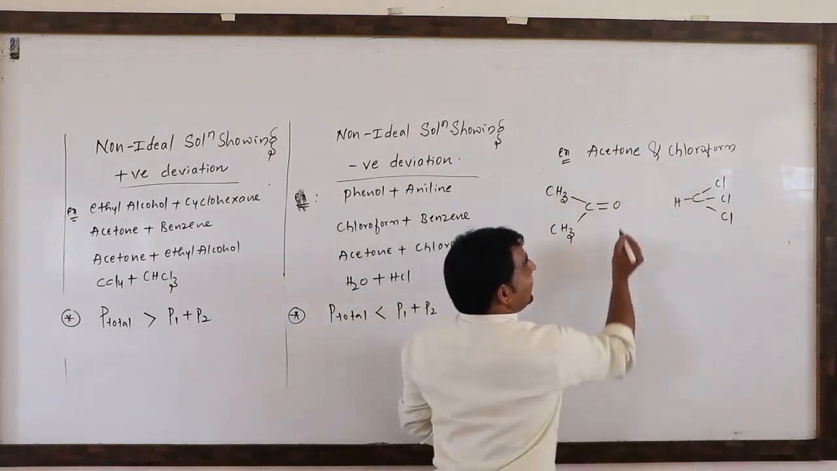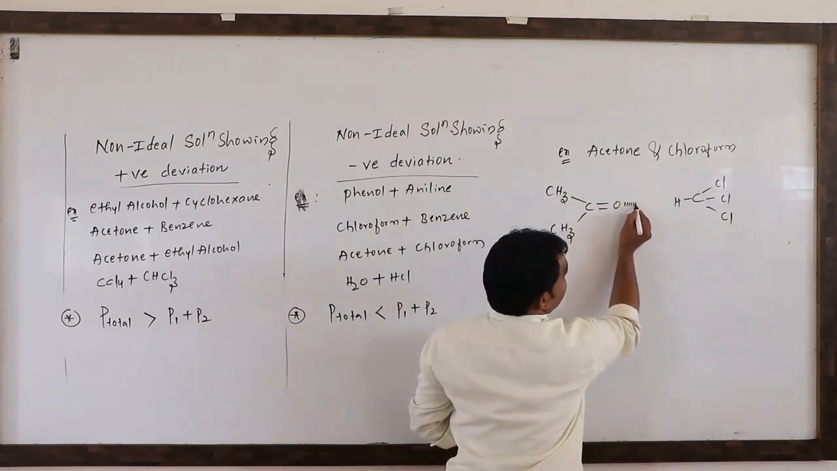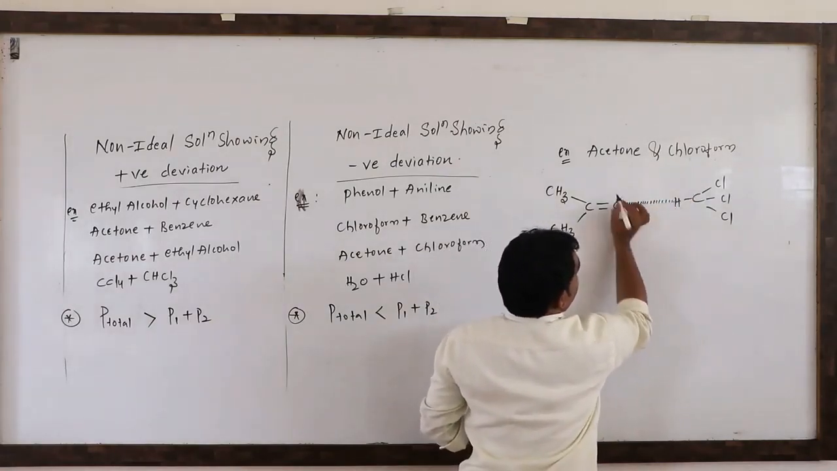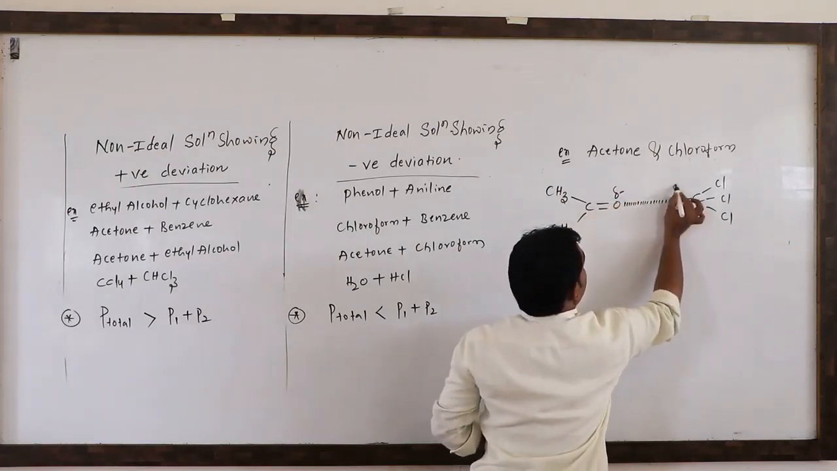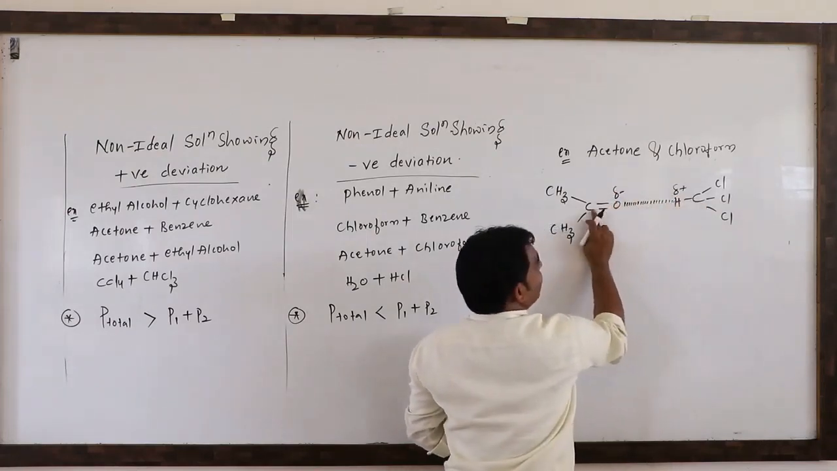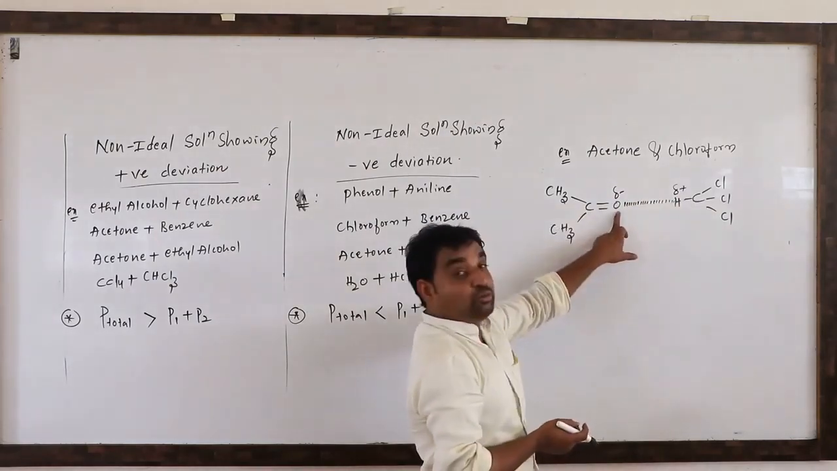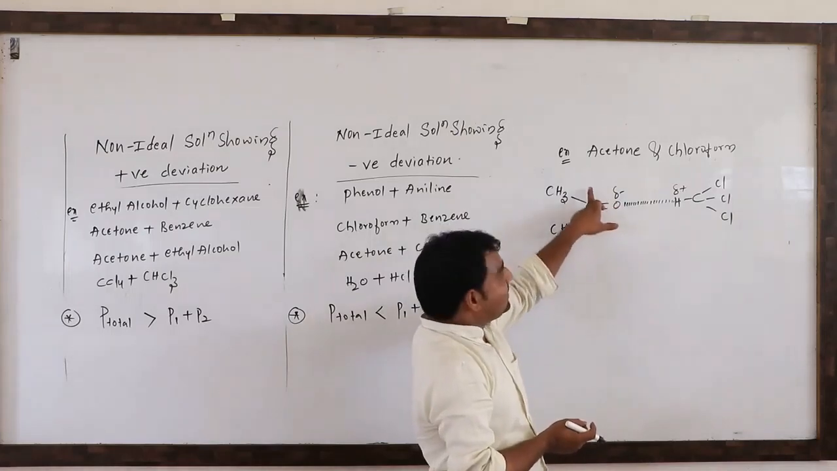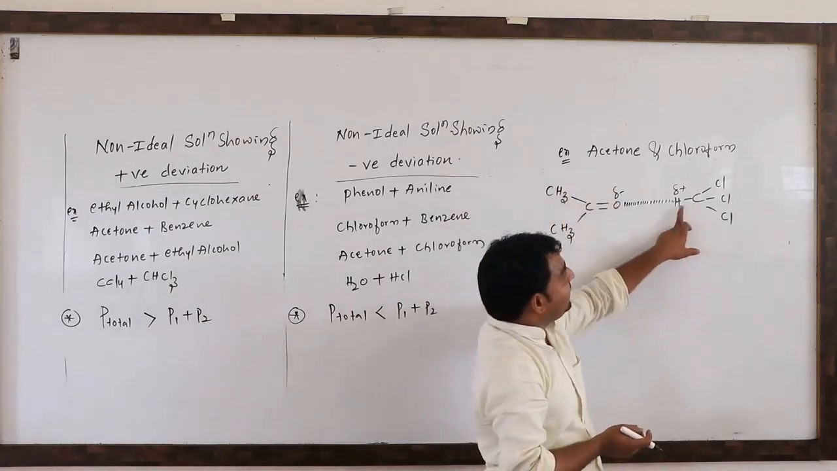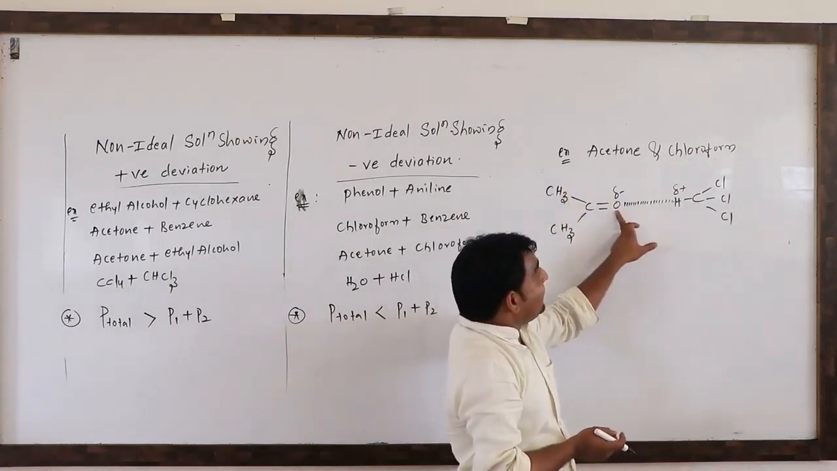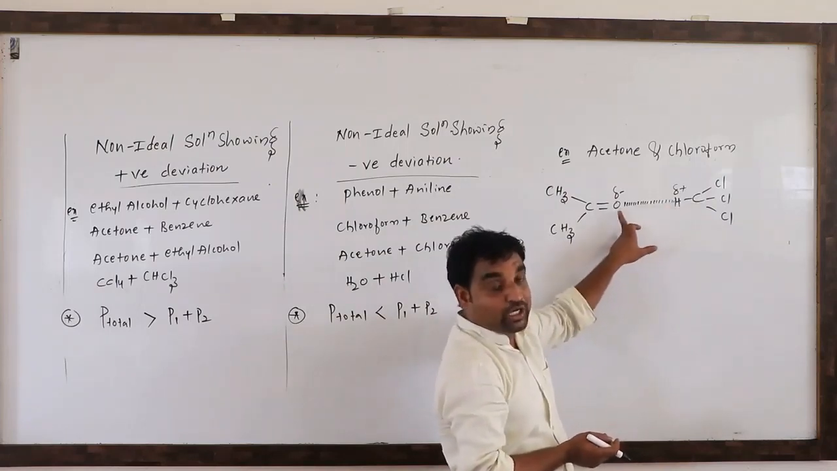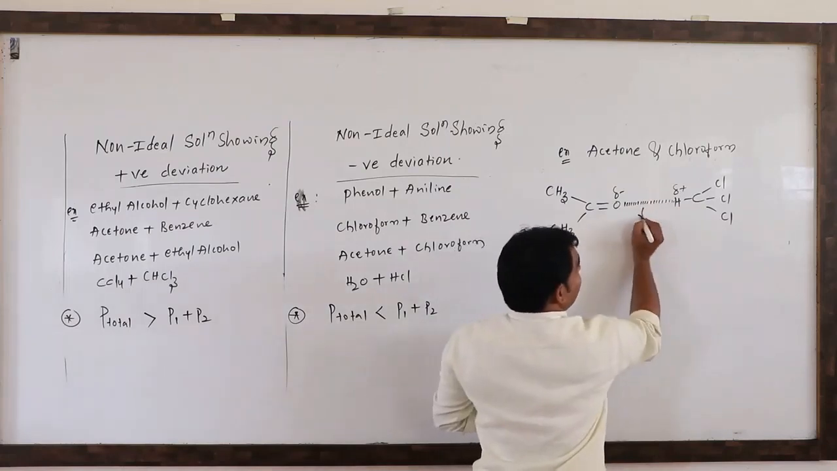So when we add acetone to the chloroform, there is a hydrogen bond taking place between the acetone and the chloroform. So this is the delta negative, this is the delta positive. Compared to carbon, oxygen is more electronegative, hence we take it as delta negative. Carbon is less electronegative, that is a delta positive. There is an interaction between the delta negative and delta positive, between the hydrogen and the more electronegative atom, which we call a hydrogen bond.